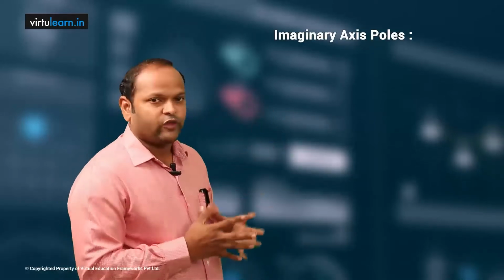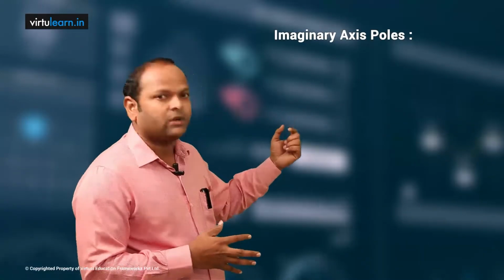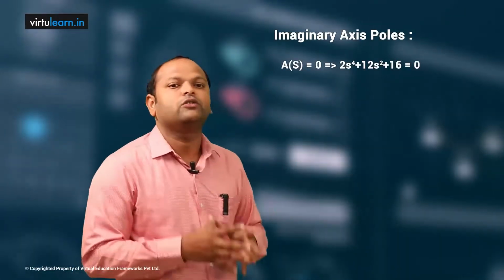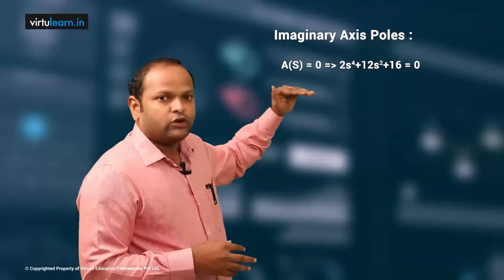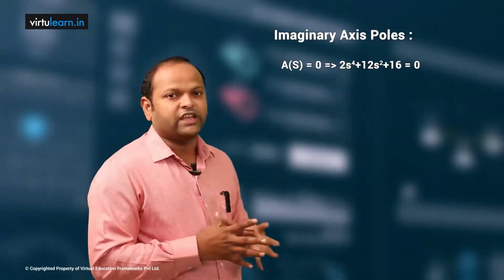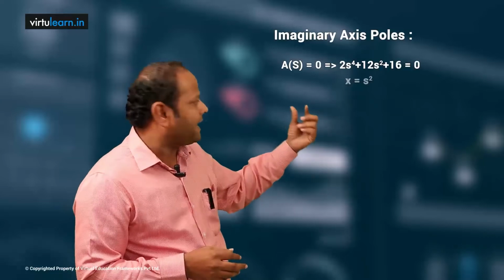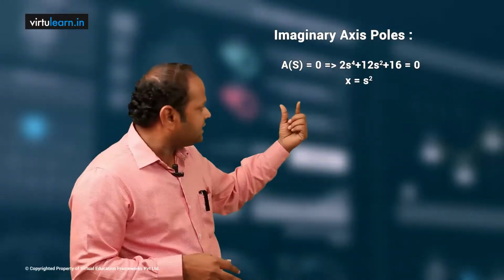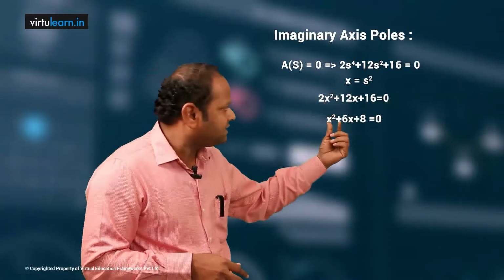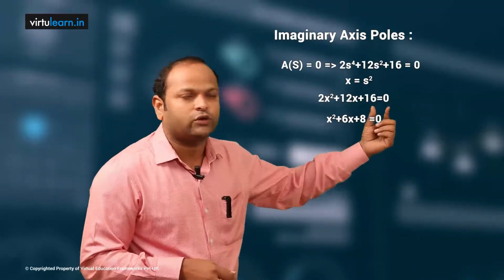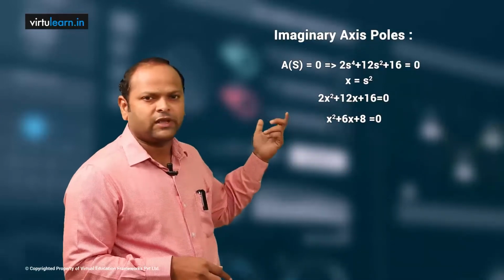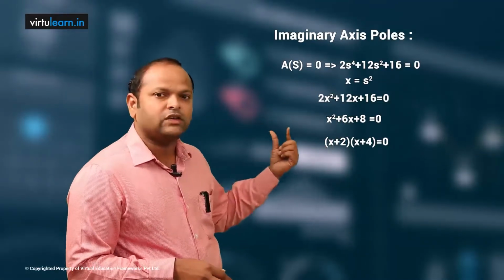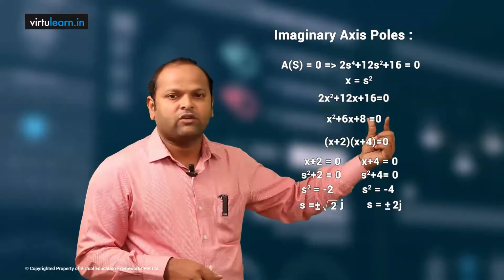Now take the auxiliary equation. So we know the auxiliary equation is nothing but 2s^4 + 12s^2 + 16 = 0. Now I want to find the roots of this equation. So let us assume x is equal to s^2. Then we can simplify it as x^2 + 6x + 8 = 0. Then we can find the factors as (x + 2)(x + 4) = 0. So what is x? x is equal to -2 and x is equal to -4.